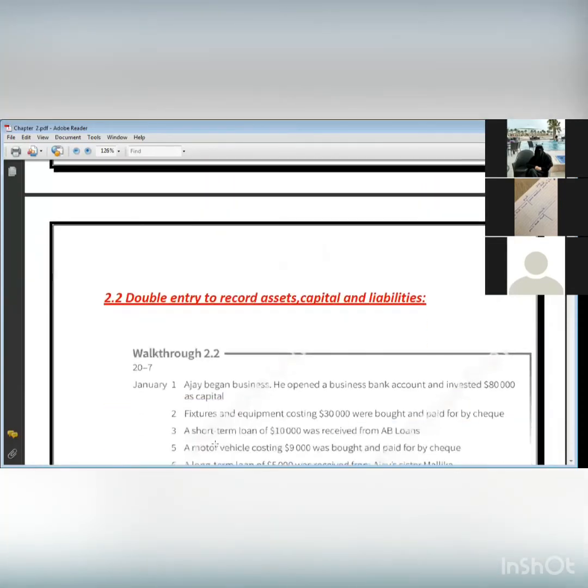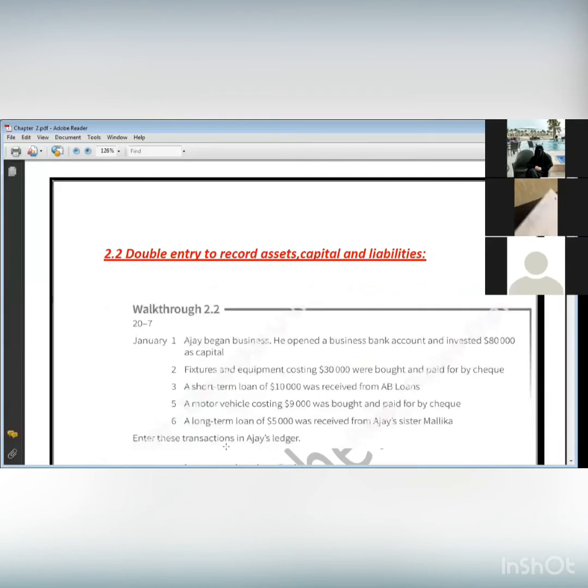Now let's take an example and we will solve it together. And I want you to concentrate with me. January 1, Ajay began business. He opened a business bank account and invested $80,000 as capital. So now I have to translate this transaction. Now we have two accounts that should be changed. He said that he opened a business bank account. So in this case, I have something what? I have bank. And this money, he brought it from where? From the capital, because it's his own money.